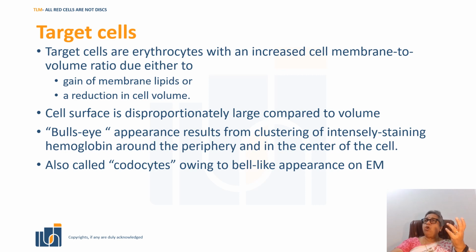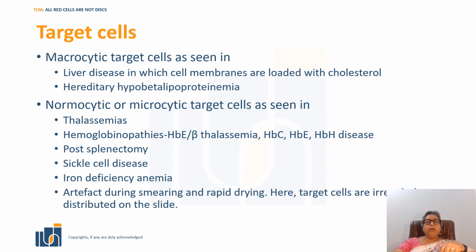Now it is also called a podocyte, because it has a bell-like appearance on electron microscopy. Now these target cells can be normocytic, can be microcytic, and can be macrocytic.